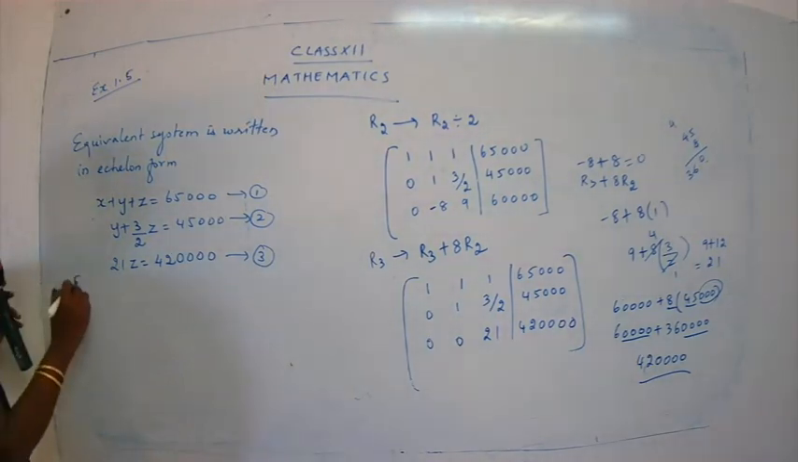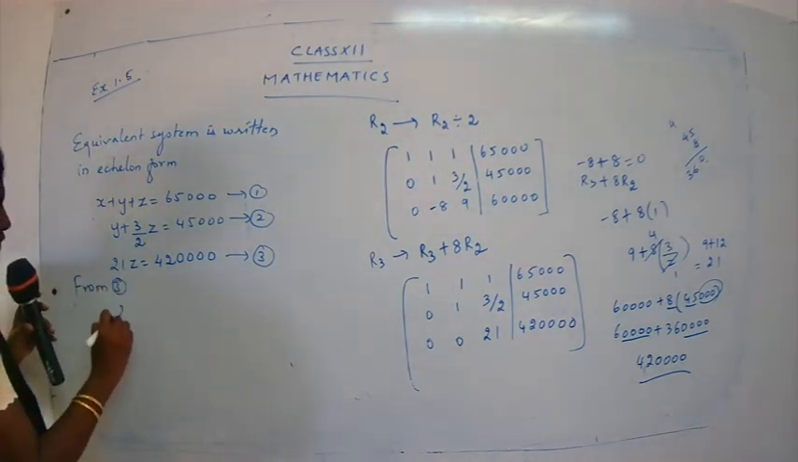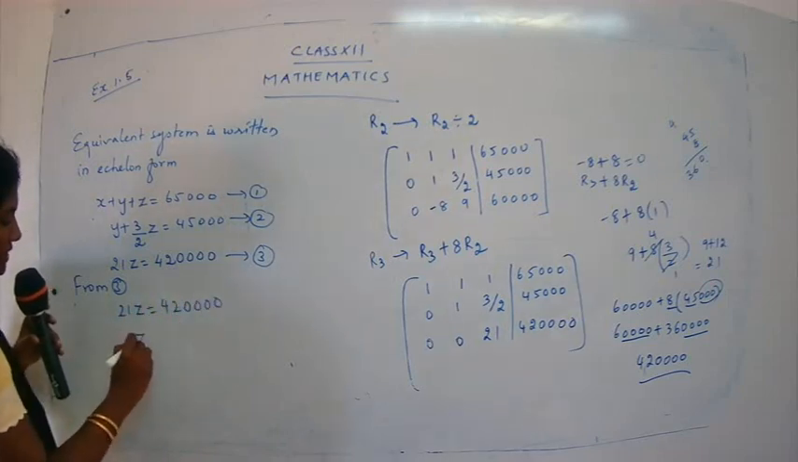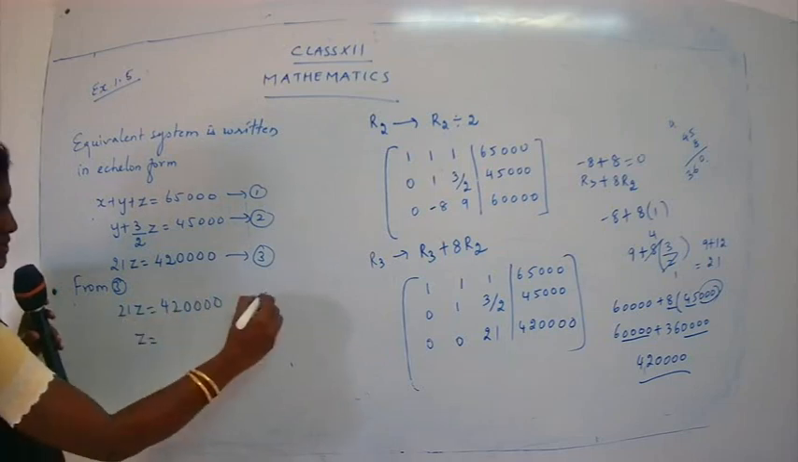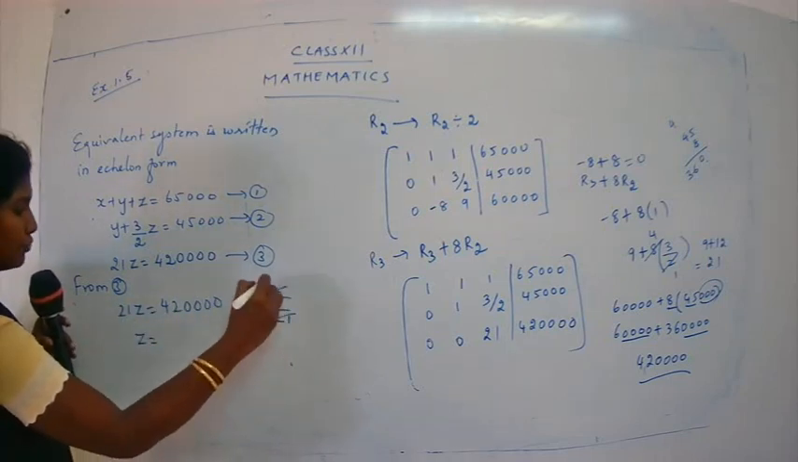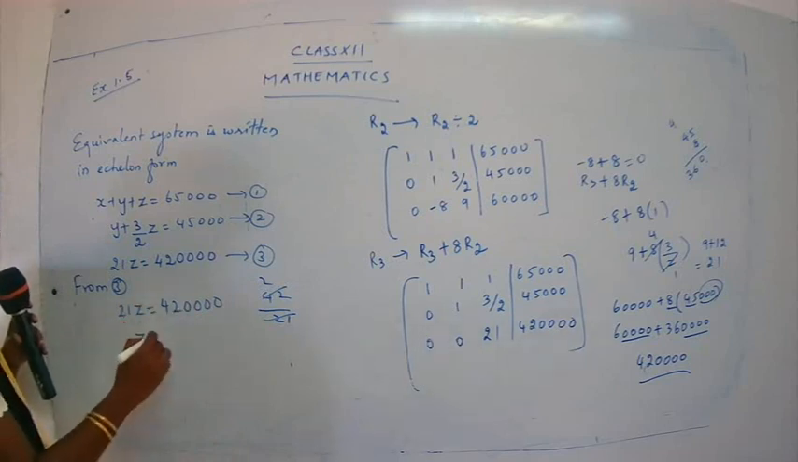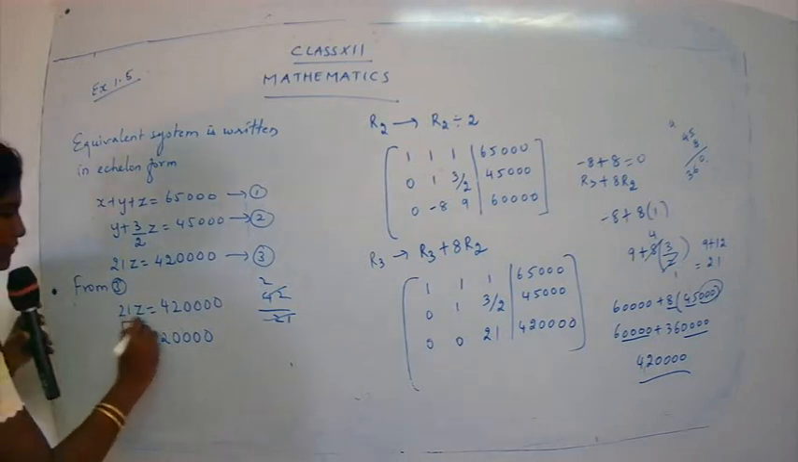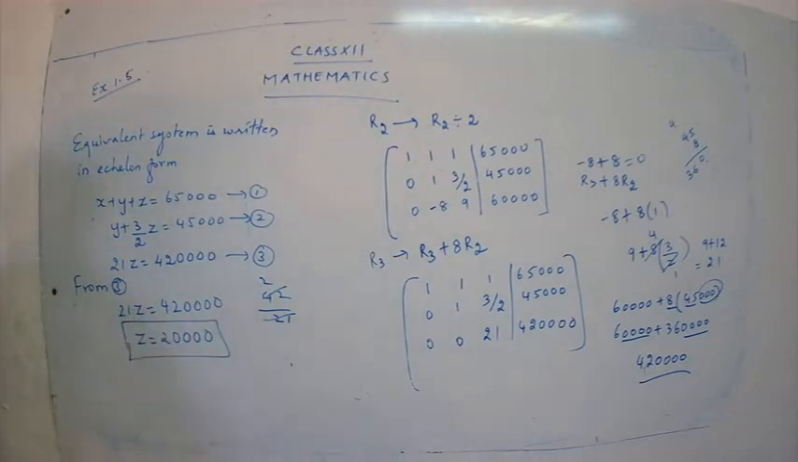So I'll just write down here from 3. What do I get? From 3, 21z is equal to 4,20,000. So z is equal to, when I divide by 21, 42 by 21, I get 2. And how many zeros are left here? 4 zeros. So 20,000. I get the value for z as 20,000. Clear? We can do this calculation mentally, because these are easy numbers. So try to go for mental calculations. Okay, so z is equal to 20,000.